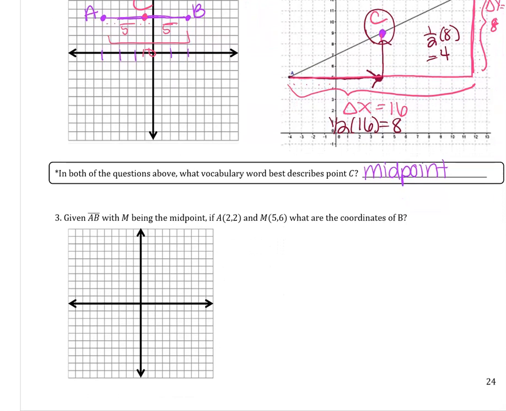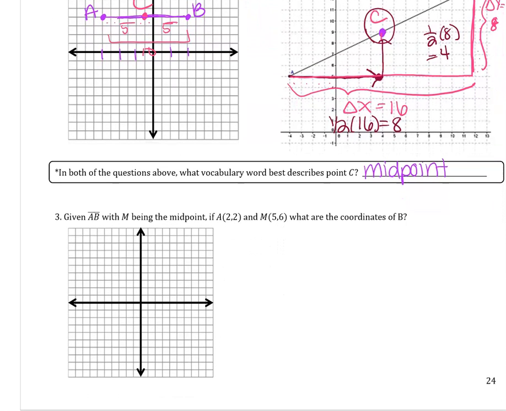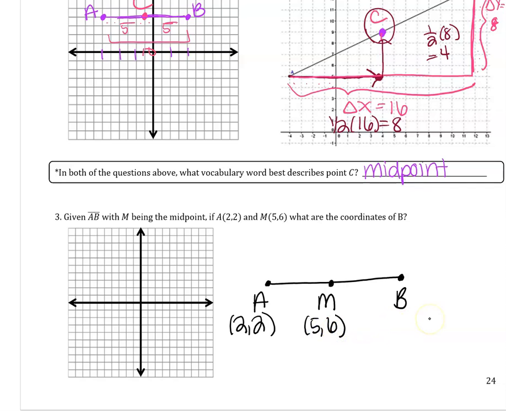All right, so nice little refresher from the beginning of the year. Let's say I give you a segment AB with M being the midpoint, and A being (2, 2), M being (5, 6). I want the coordinates of B. So what we did earlier in Unit 0 is we drew a line segment. This is A, this is B, this is M. Now I know A is the coordinate (2, 2), and M is the coordinate (5, 6). I want to know what B is.